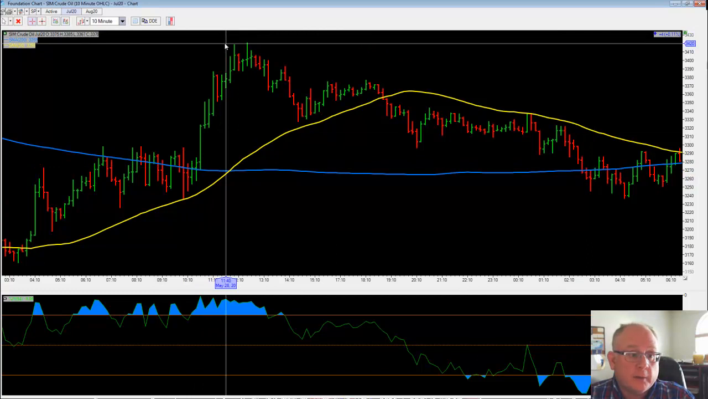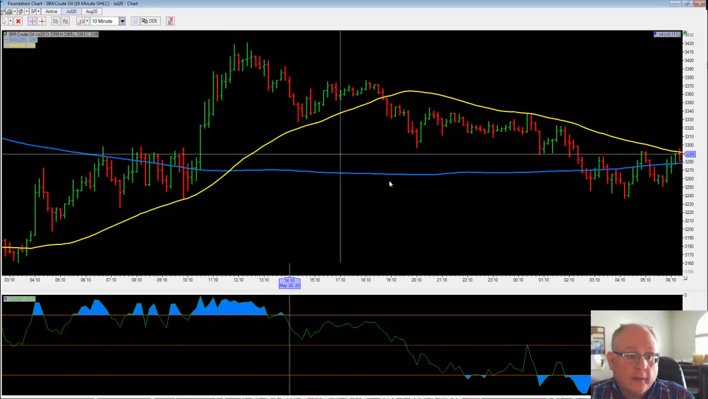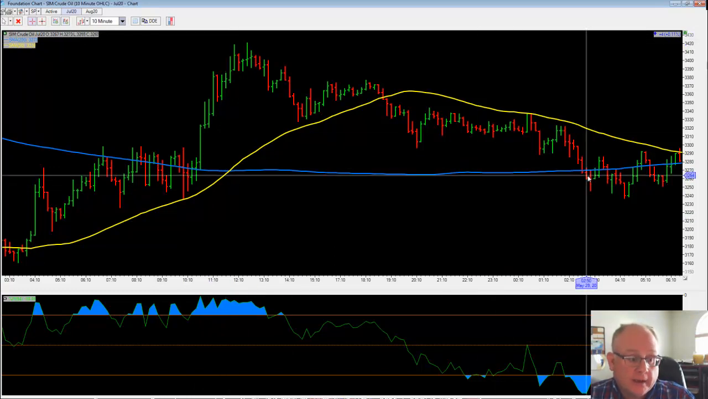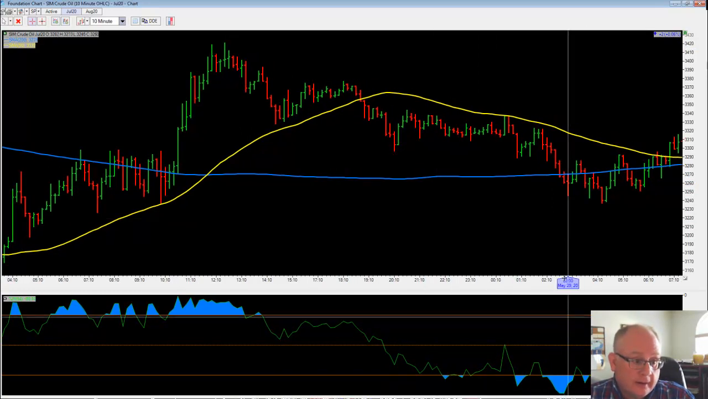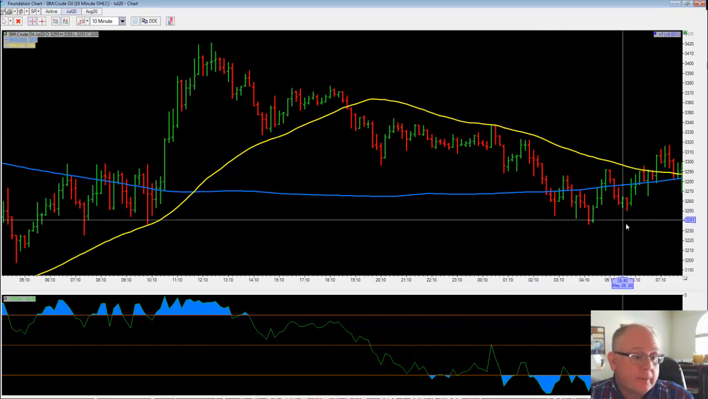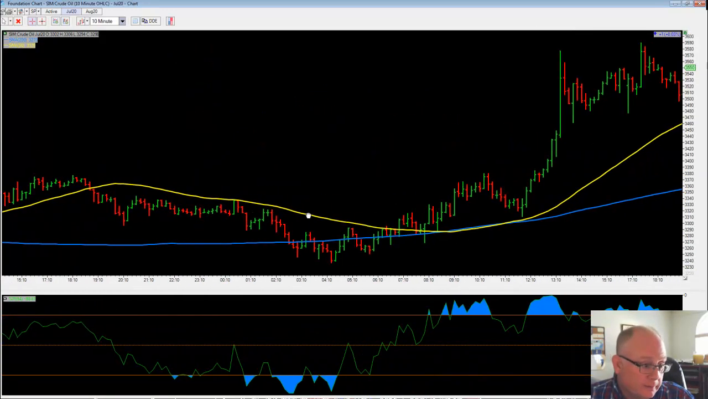Yep, there it is right there. 32.70. So if you would have caught that move, I think we looked at that before. That's that $1.50 move that we looked at before. It's a nice little setup. Here's another setup. Let's look at this right here.